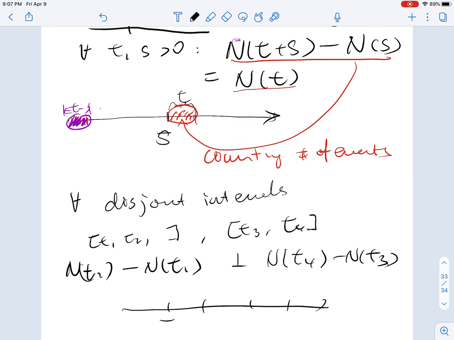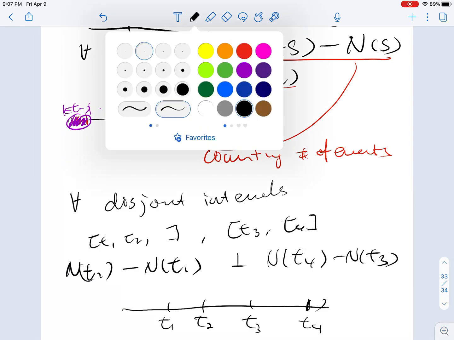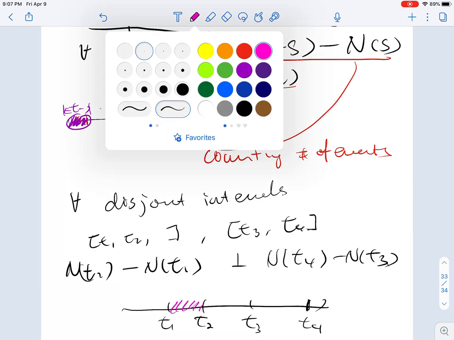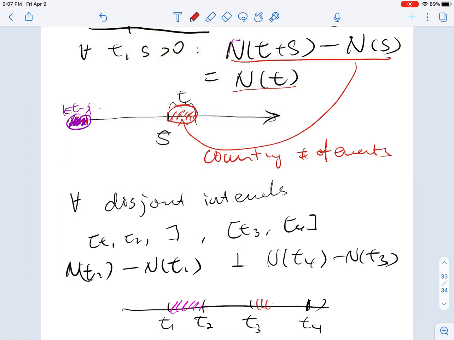Let's say t1, t2, t3, t4. Let me also draw a little bit differently to make sure that you don't accidentally think they are of the same length, right? So it's saying that if I count the number of events that's happening here, the pink one, and the number of events that are happening here, those are independent. This is saying that regardless of how many events happened here, even if there are a lot of events happening here, that doesn't imply that there are a smaller amount of this kind of events happening in this interval, right?